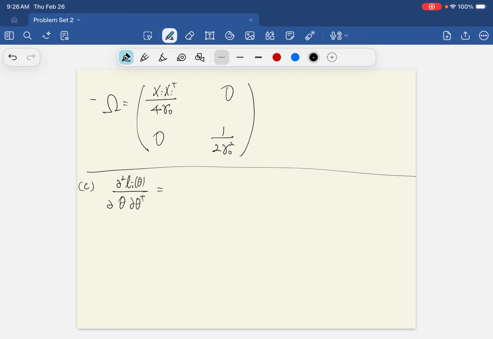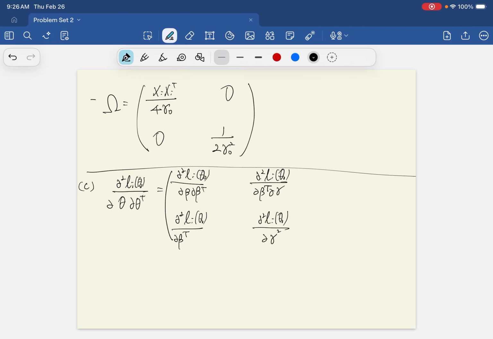Again, I will put theta 0. The first block will be about beta, and the last block will be about gamma, and the cross product will come to here. Transpose should be transposed here. Oh, no, this is right. Transposed here, right? Okay, this is what we are going to calculate.